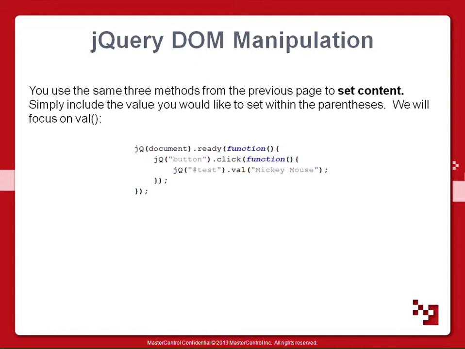Now, there are some key differences from the previous example. Before, we did jQuery #test.val, and you'll notice val was followed by open and close parentheses, and those are required. You have to put those in there. If you leave those blank, that's the signal to jQuery to return the value. If you put something in it, though, like I have here, that is the trigger to set a value. So on my next example, when I click the button, Mickey Mouse will appear within the field.